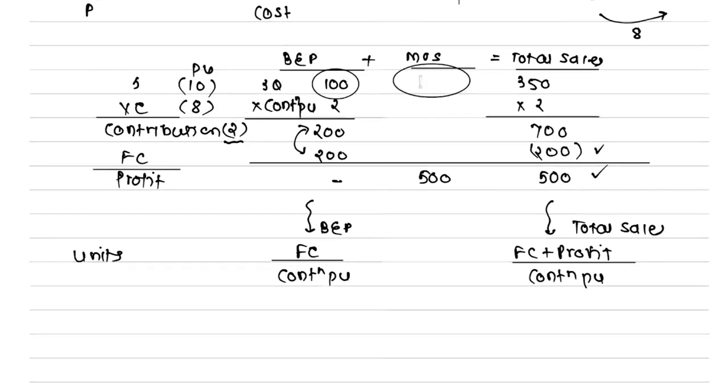What was the break-even point over here? Margin of safety over here, 250, right? Total sales 350. So above the break-even point, how many units did you sell? 250. Achha, let me give you one example. I hope you will be able to answer me.